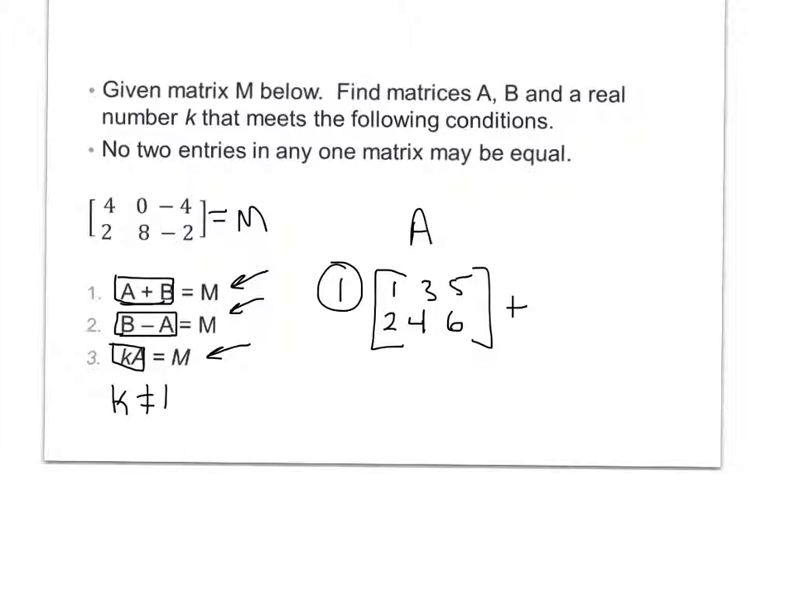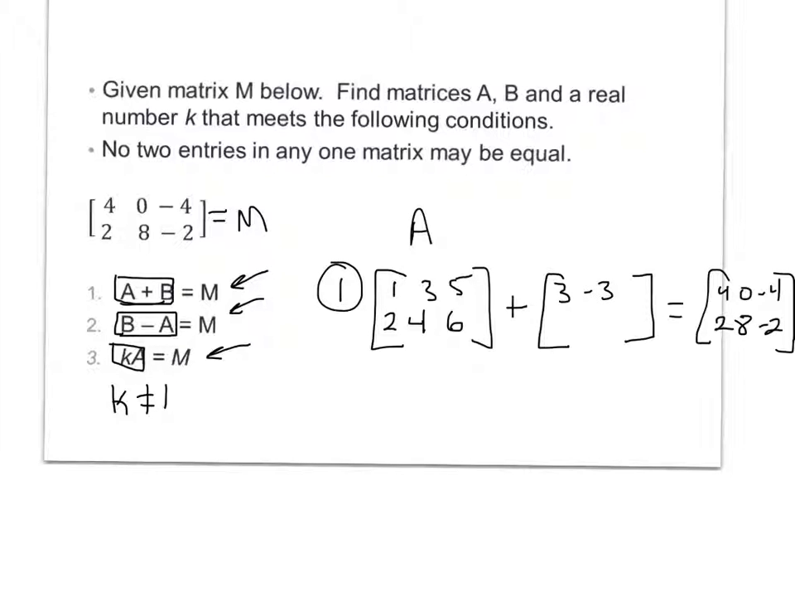Okay, so what I'm going to do here, though, is create matrix B, because I know it's going to equal the 4, the 0, the negative 4, the 2, the 8, and the negative 2. So I created 1 and just kind of worked backwards. I look at it as saying, okay, well, 4 minus 1 is 3, and work that way. What does this need to be in order to equal 0? This has got to be a negative 3.